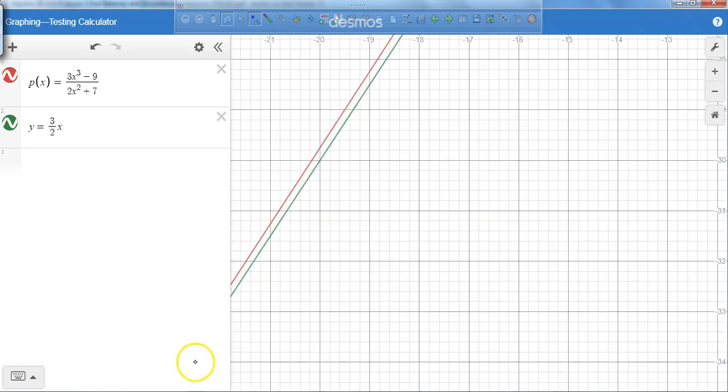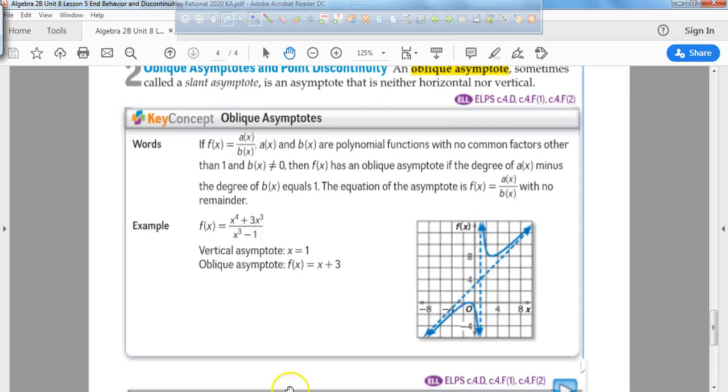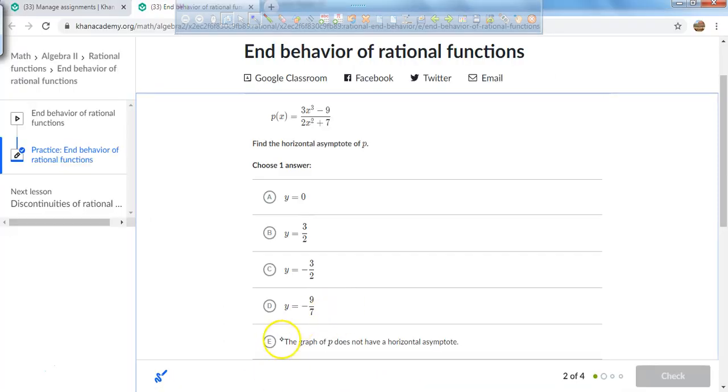In review, this one did not have a horizontal asymptote, but it did have a slant asymptote. Once again, how do you find your slant asymptote? Here's a picture of how to find it. You just divide the equations, and you don't worry about the remainder. However many times it goes into it, that's your answer. All right, so here we go. I say this does not have a horizontal asymptote.